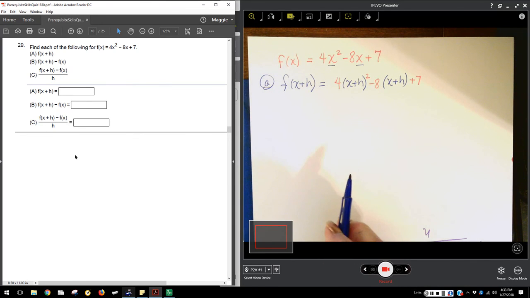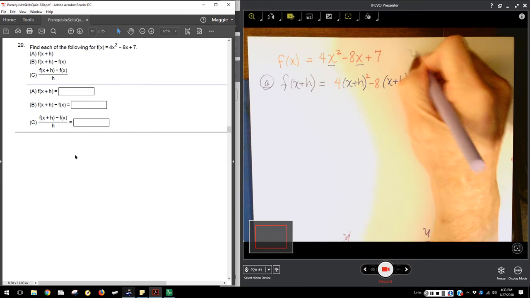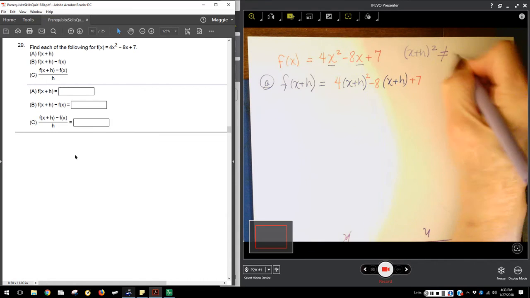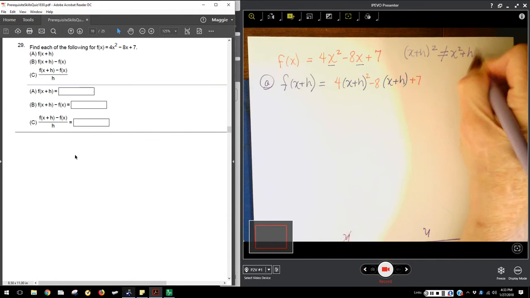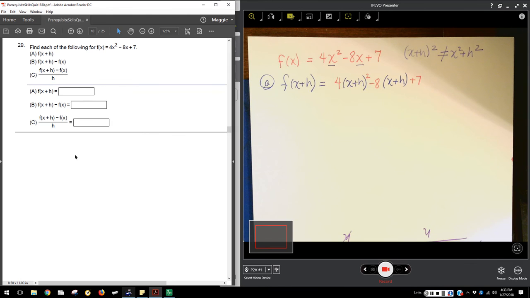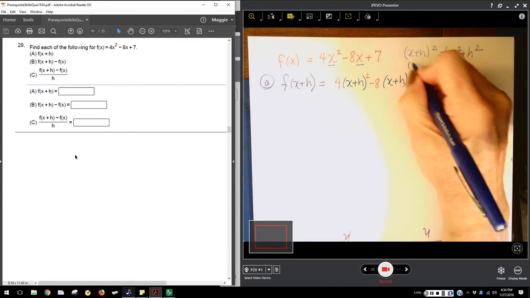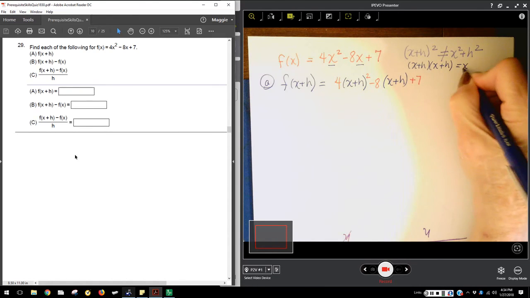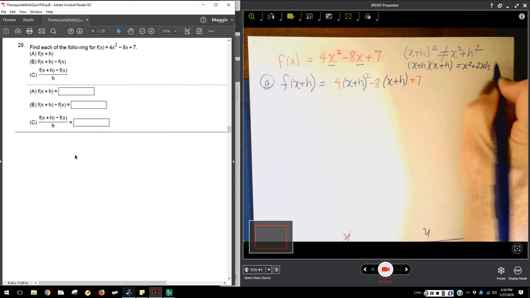The first thing to remember is the thing that I told you a little while ago. Please don't forget this. Please don't mess this up. Please remember x plus h squared does not equal x squared plus h squared. And if you try to use that as your simplification, you will get in trouble and this will never work and you will be a very frustrated person. X plus h squared is x plus h times x plus h, which is x squared plus 2xh plus h squared.